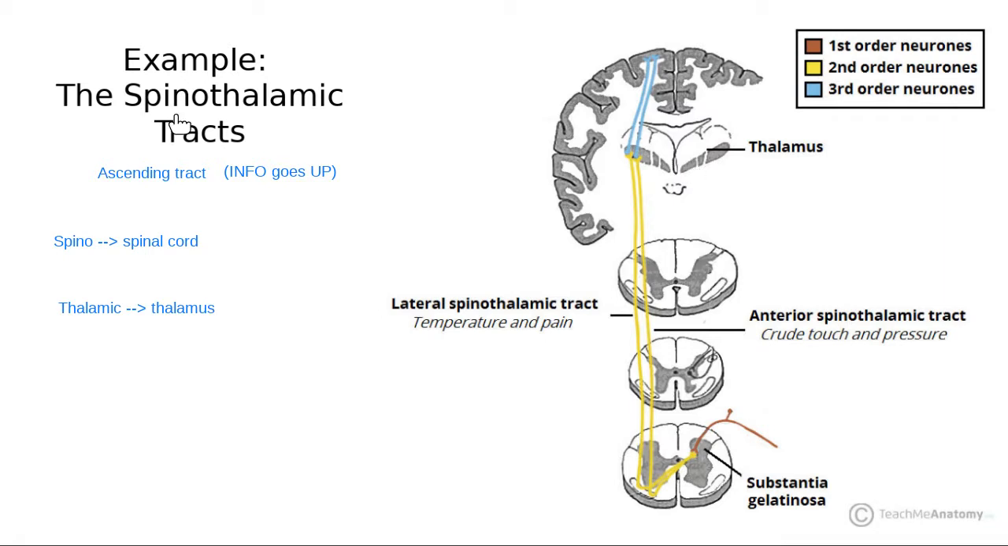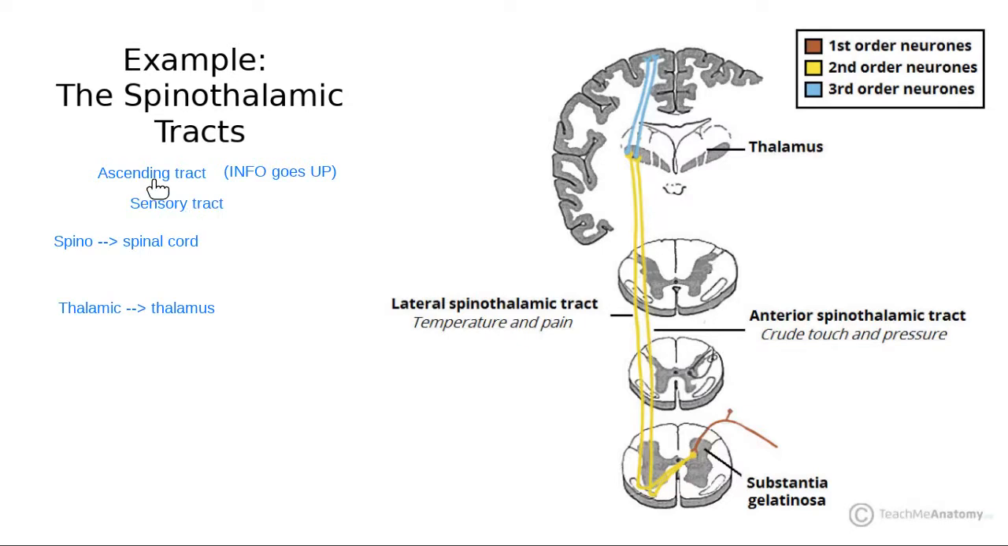Okay, so far I've looked at the name of this tract, spinothalamic. I started in the spinal cord, I went up to the thalamus. That tells me that this is an ascending tract. When I talk about ascending tracts, were those sensory or motor tracts? Yeah, ascending tracts are sensory tracts. They're sending information up. So sensory information always goes up. Motor information always goes down.